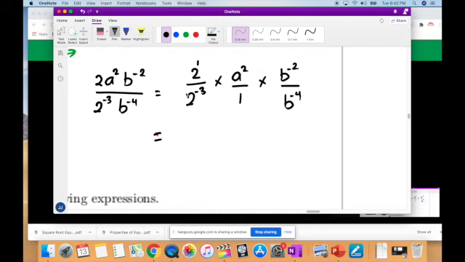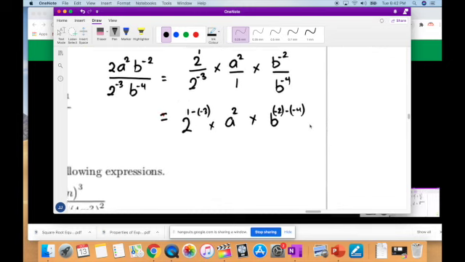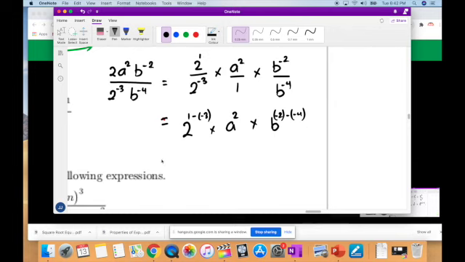So we could see here that this is going to be 2 to the power of 1 minus the negative 3. And that's going to be multiplied by the a squared, which is nothing I could do with that. And that's going to be multiplied by b to the power of the negative 2 minus the negative 4. Be careful with your sign. And watch how easy it is once you know your laws of indices to get there.